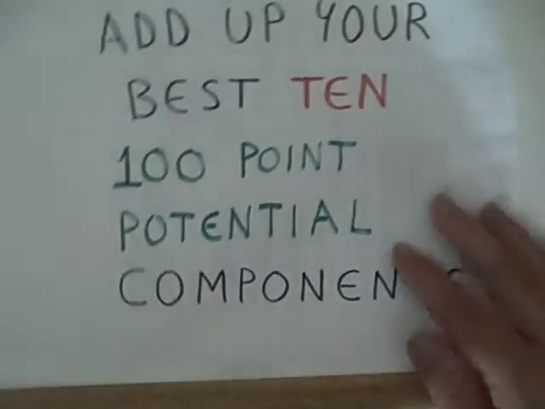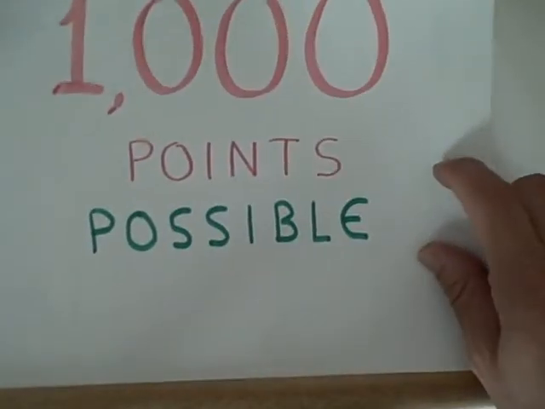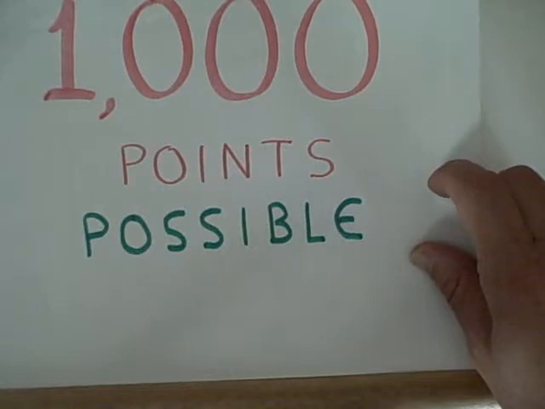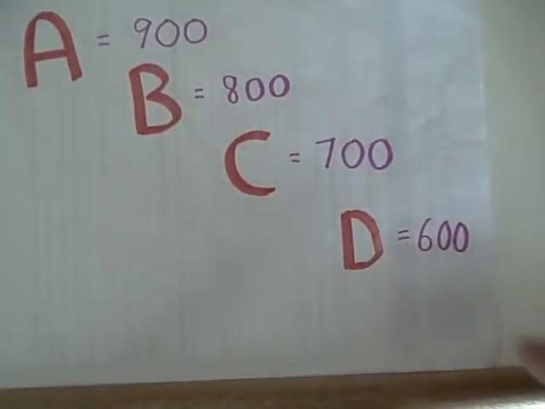Under multiple options, we add up your best 10 components, and you can pick and choose which ones of these you want to use. And you could say we really are looking for 1,000 points possible, and how can you get enough for a good grade? 900 for an A, 800 for a B, 700 for a C, and 600 just to pass with a D. Well, let's count the things that you did best on. So let's see, what would we count in your grade?